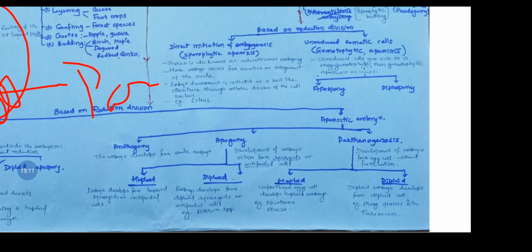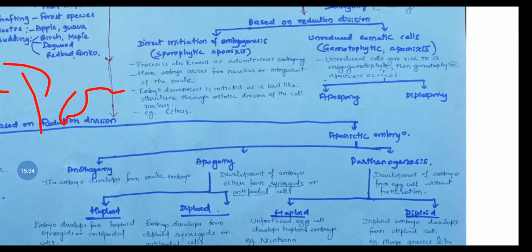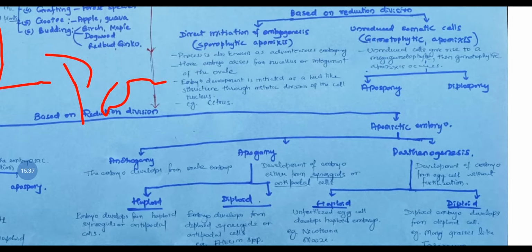Coming to the second classification, that is apomictic embryo. Here androgenesis, apogamy and parthenogenesis are the three conditions. So we shall see one by one. Androgenesis: andro, as the name suggests, means the male reproductive part. Embryo develops from the male part, where the male embryo is taken into account. That means if it is developing from the pollen coming from the male part of that particular flower, that is nothing but androgenesis.